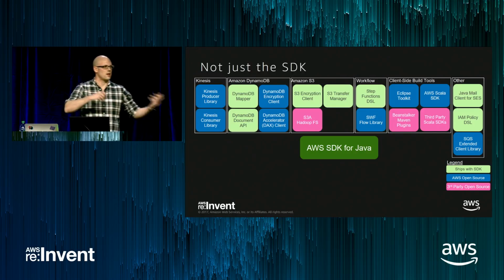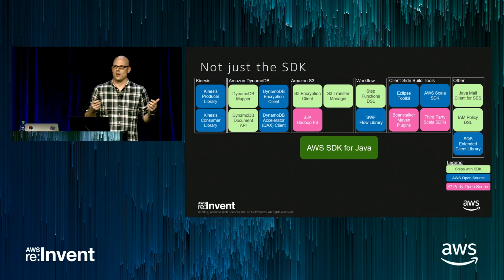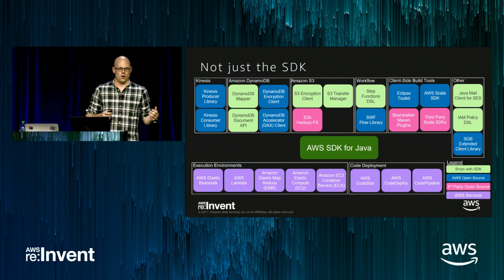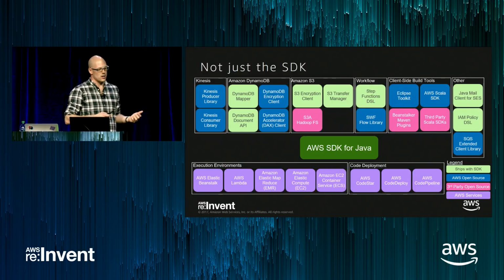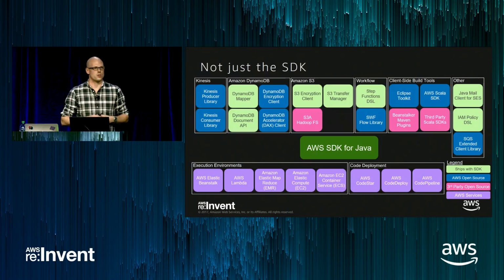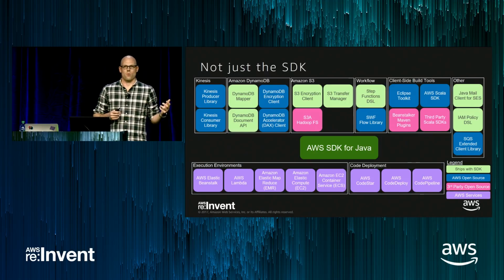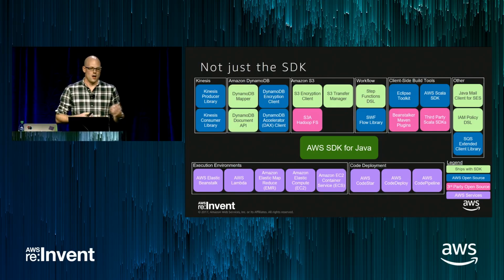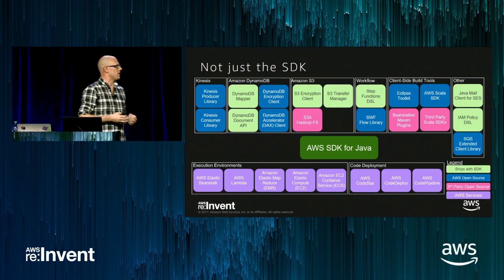But then there's another side to this, and that's how do you get your Java applications actually running in AWS? And we have a number of services in this domain as well. So on the left-hand side in that execution environments box, these are a number of ways that you can run a Java application within AWS.